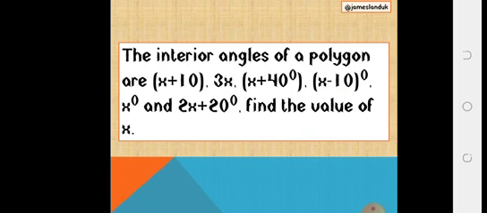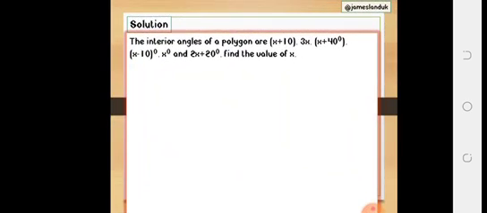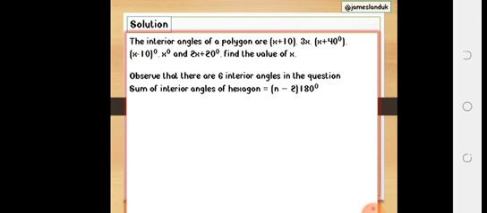The interior angles of a polygon are as follows, and you have to find the value of x. In solving this quickly, you need to count the number of angles given to you. If you count, you see that you have 6 angles in the question, and that tells us what type of polygon that is. Hexagon, 6 sides. You need to find the sum of the interior angles, which is 720.